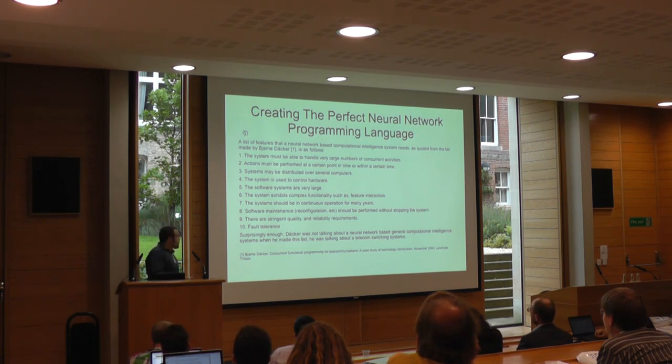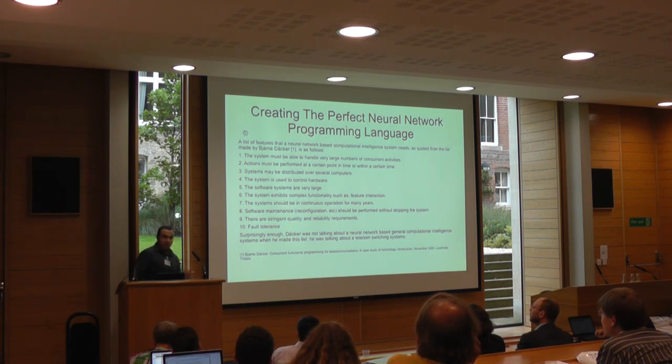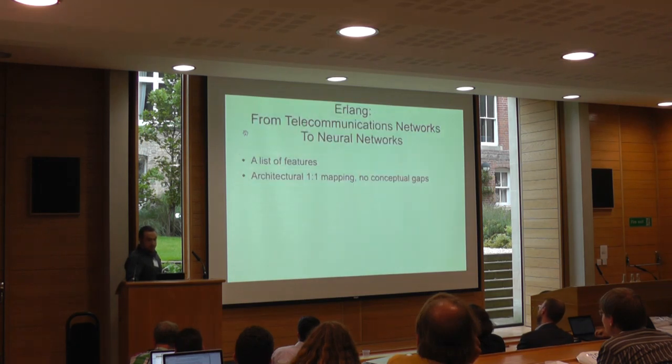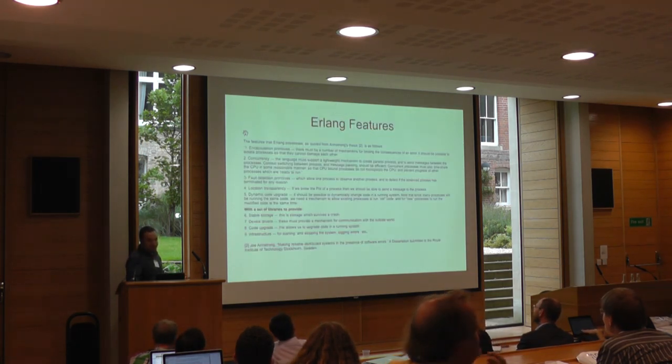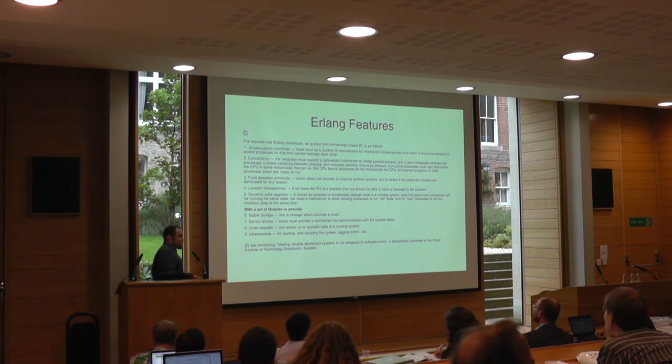So it should be able to do code hot swapping. Rewrite source code, update itself, done, without going offline. And finally, of course, fault tolerance. What is surprising is that Dacre was not talking about neural network-based intelligent systems. He was talking about telecom switching systems, which apparently have exactly the same functionality and requirements. And Erlang was created for that, which is a great fit. So Erlang has all these features.